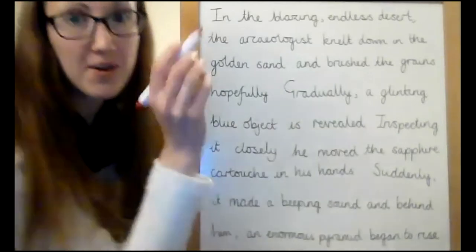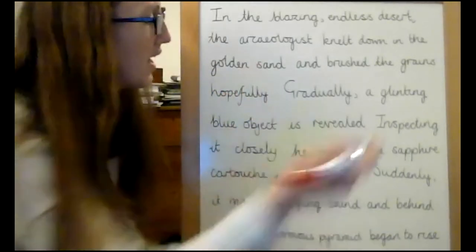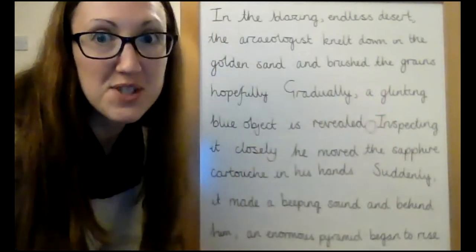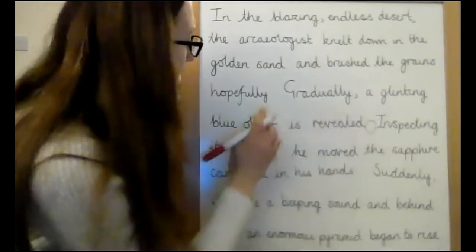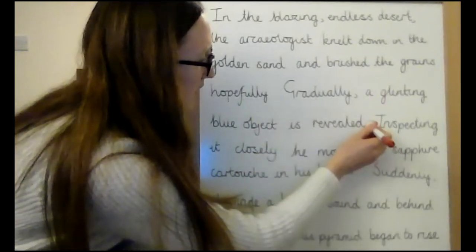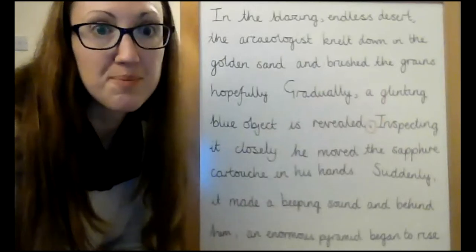So I'm going to take a different colour pen, and that's really, really helpful if you have one. And I'm just going to circle there. So I'm looking and I'm knowing that I think there's something missing there. So gradually a glinting blue object is revealed. I think there's a full stop missing there. So I'm going to put that in nice and clearly.